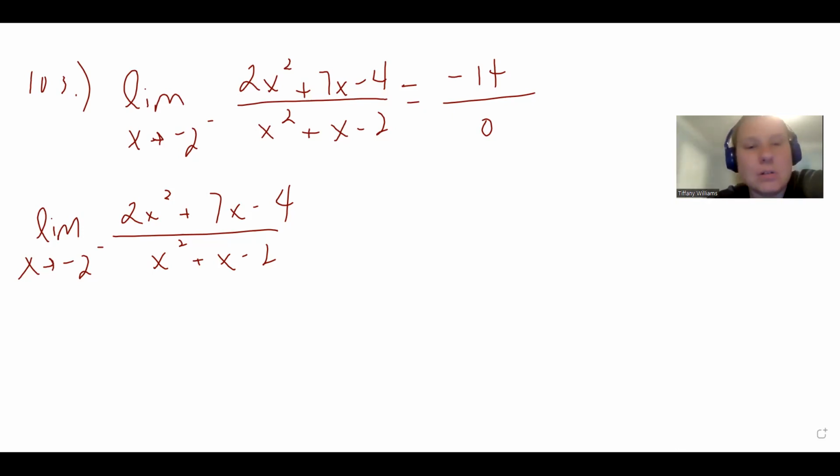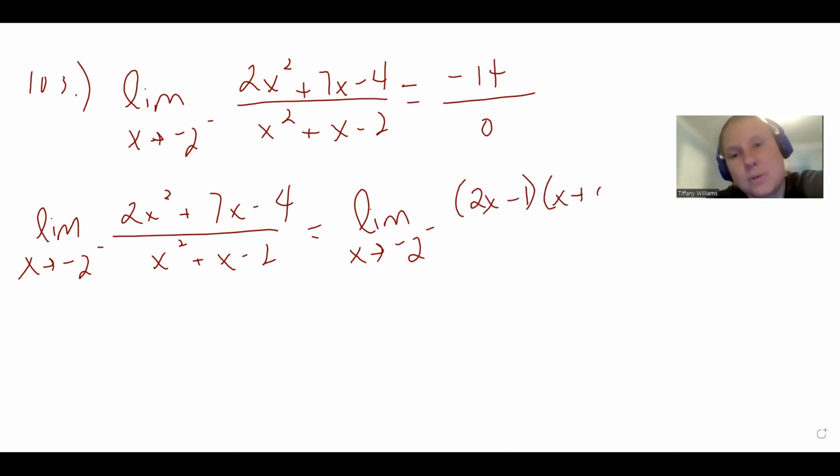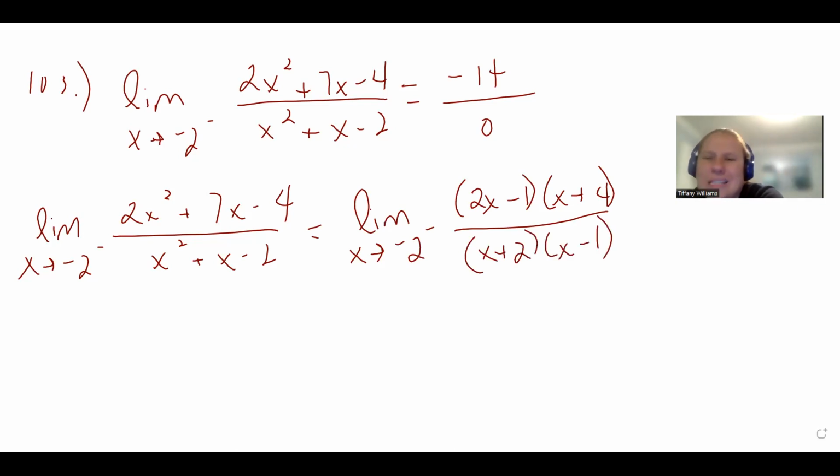So if I factor the top out, and guys, again, if your factoring skills are not good, you need to practice that. Factoring is something that you just cannot do without in this class. So if I factor the top, that's going to give me 2x minus 1 times x plus 4. So that's what the top factors out to. On the bottom, I'm going to end up with x plus 2 times x minus 1. And unfortunately, even though I did factor everything out, nothing cleaned up.